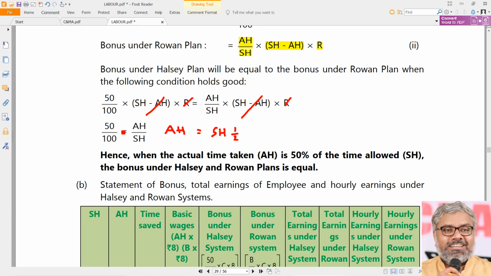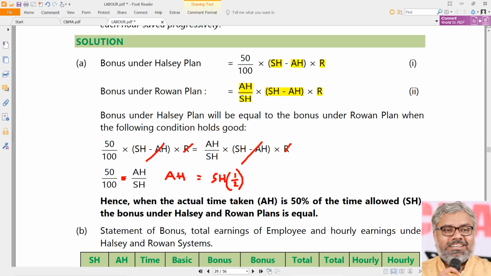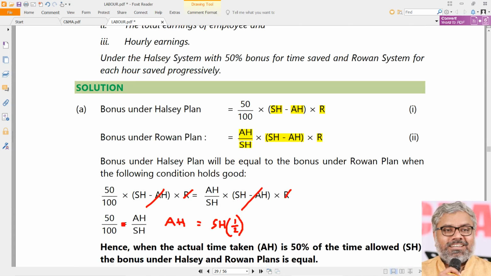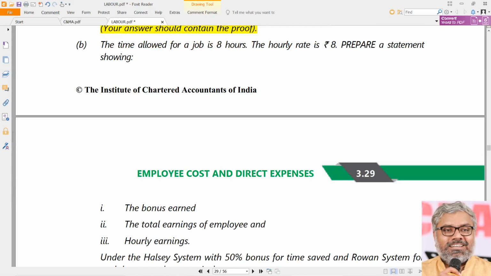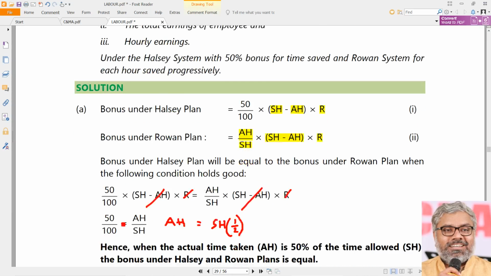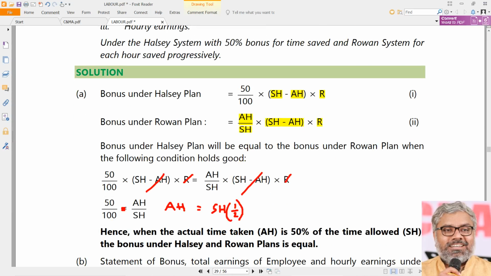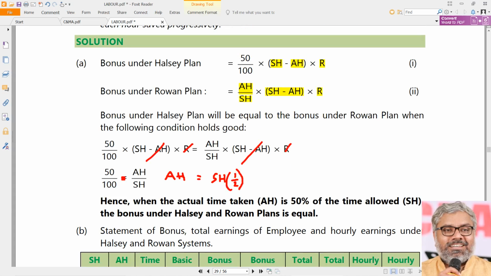So when the actual time taken is exactly half of the time allowed, then the bonus under Halsey and Rowan plans will be equal. That can be proven by just substituting the formula and equating both bonuses. Once again, I am repeating, we are not equating the wages, we are equating the bonuses only here, because the first part, the actual time worked multiplied with wage rate, is common for both. Time wages is common for both. Only the change is in bonus.